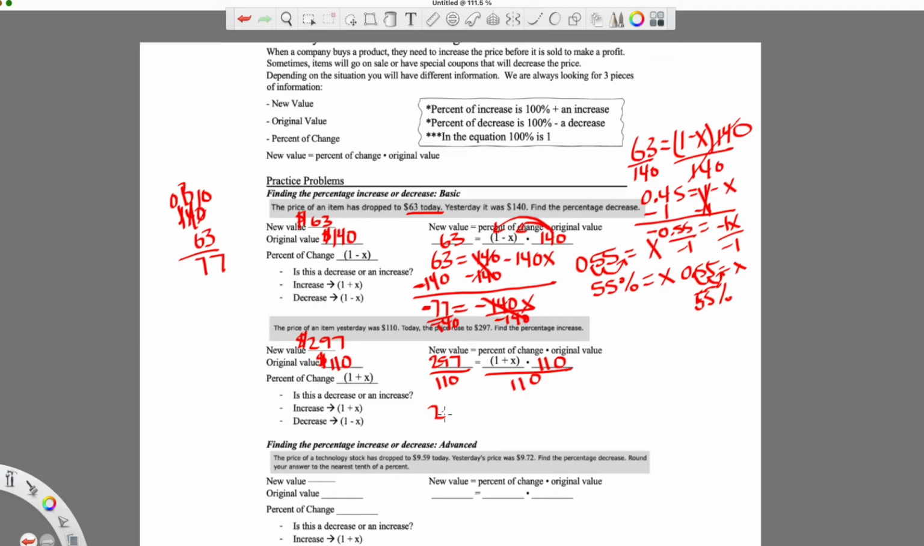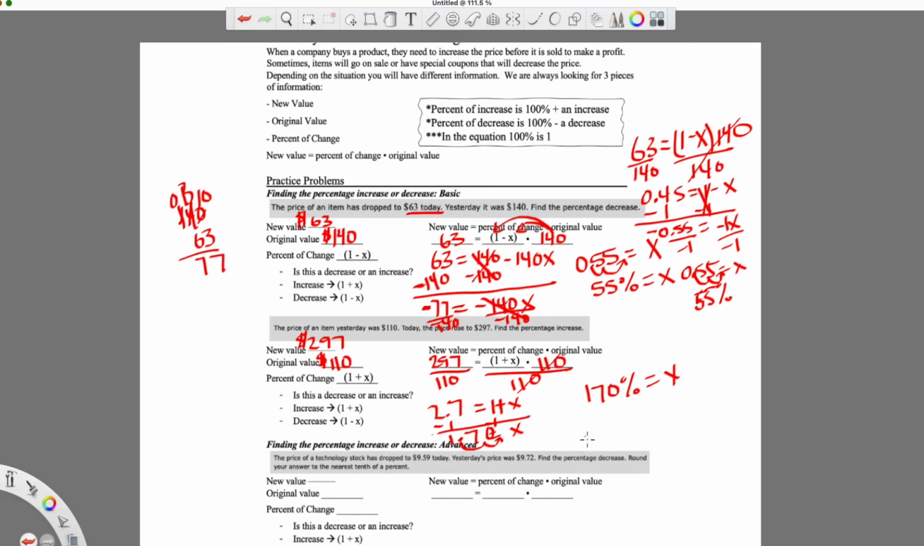Okay, so I get 2.7 equals 1 plus X. Because the 110 divided by 110 cancels out. Anything divided by itself is 1. So it's no longer on the right side. I moved it to the left side. So now all I have to do is subtract 1 from this. And 2.7 minus 1, that's just going to be 1.7 equals X. Remember to move that decimal place 2 times. Since I don't have anything right here, it gets filled in with a 0. So I have 170% increase. Okay, so this went up 170%.